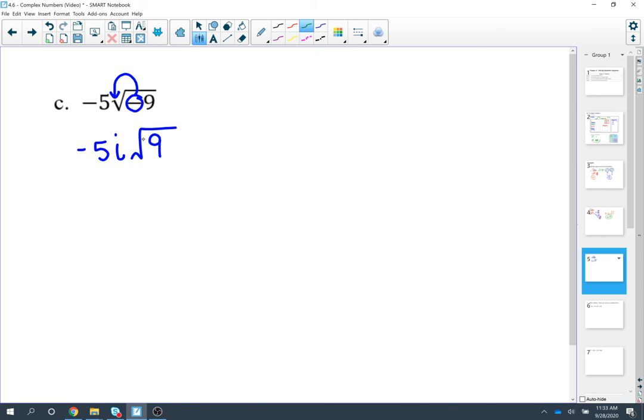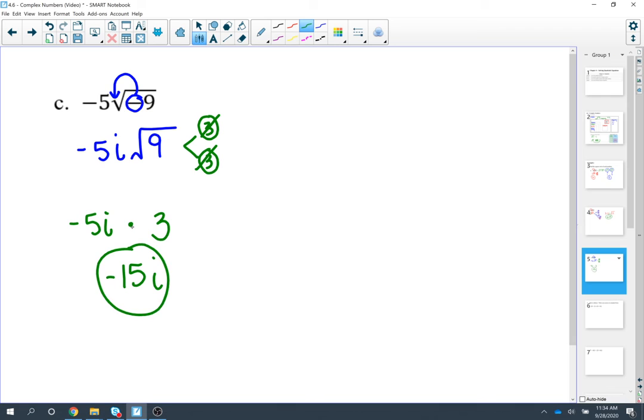Square root of 9, I should know is 3, but if I don't, I can break it down. This guy's going to come out. This guy's not going to make it, so I'm going to have a 3. Now, nobody else goes back inside because the square root of 9 is simply 3. So on the outside, I still have a negative 5i. I'm bringing the 3 out with it, so we're going to multiply, which is going to give me negative 15i, and you're done.